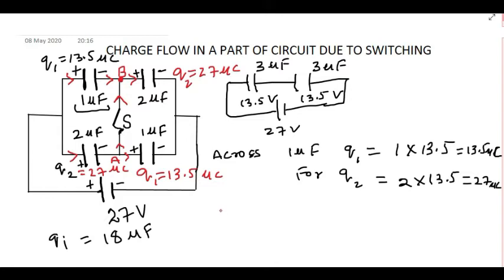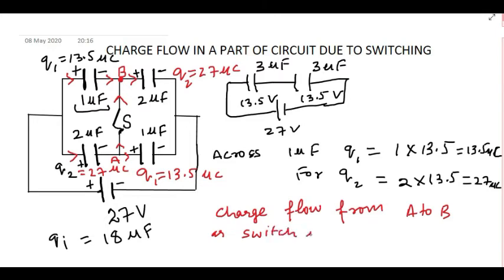Charge flow, I will write here, from A to B as the switch is closed will be 13.5 microcoulomb. That is the answer.